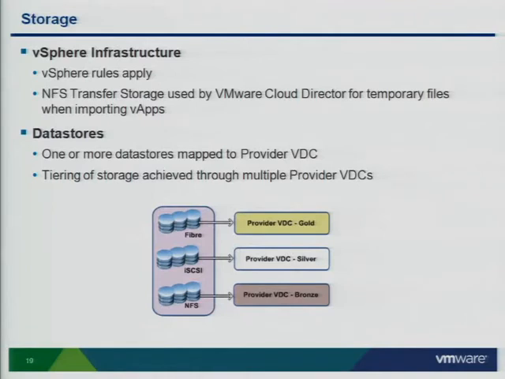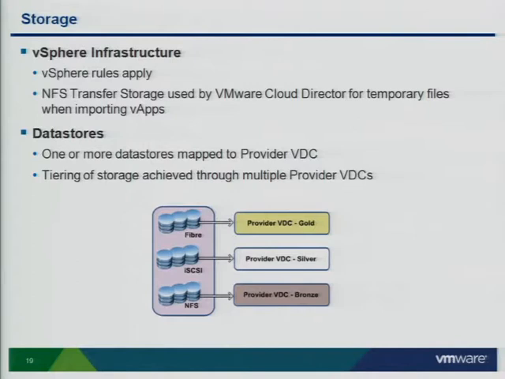So each provider VDC has to map either to fiber or to iSCSI or NFS, some kind of tiered storage. You cannot have multiple tiers within the same provider VDC. So this is one of the reasons why you might have to divide them into gold and silver and all that. One of the aspects is on the storage side as well.